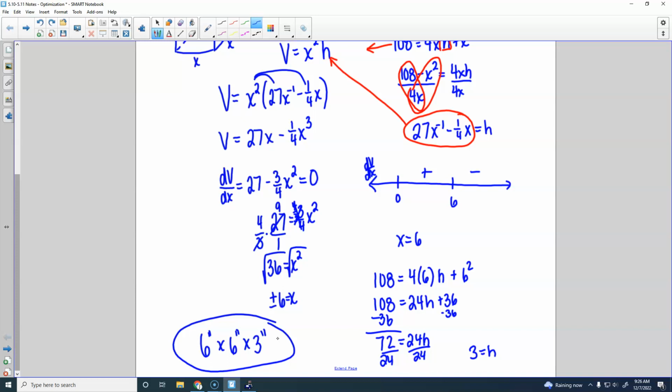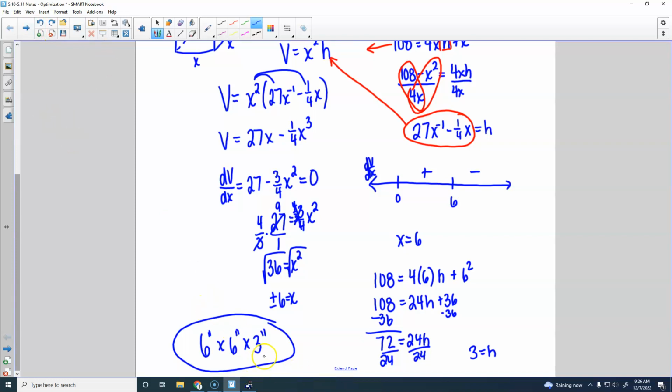These are more likely to be seen on multiple choice. They don't usually put these on free response, which seems a little odd because they're such long problems. All right, questions?